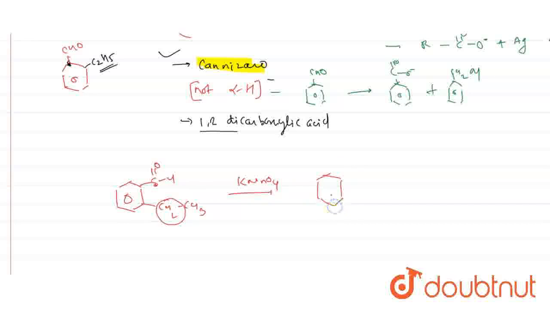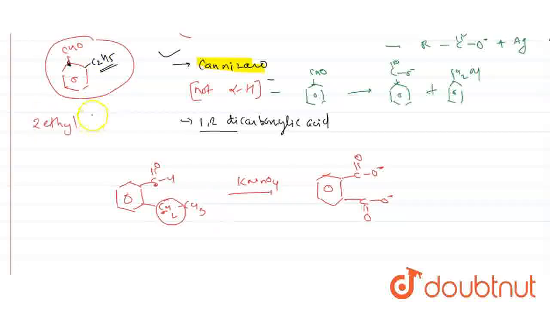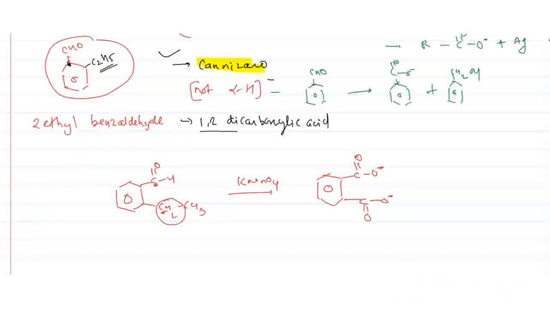All the carbons attached to the benzene get oxidized into acid. So it will become C double bond O negative, and this carbon will also become C double bond O negative. No third acid is forming. It means the second carbon is attached with this carbon. So this confirms the ethyl formation. This is the compound, 2-ethyl benzaldehyde. Thank you.